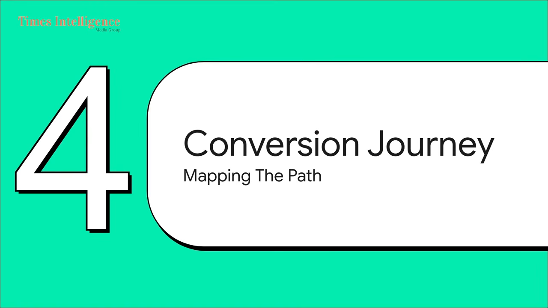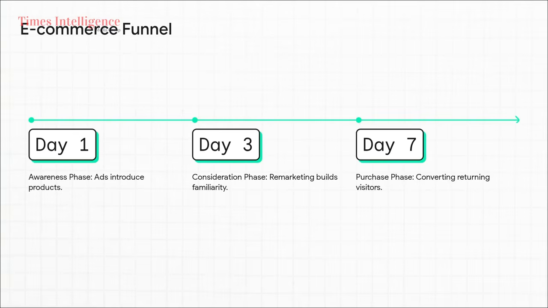All right, Section 4, Mapping the Conversion Journey. Let's take these performance levers we just talked about, targeting, creative, and placement, and connect them directly to the customer's chronological buying journey. The e-commerce funnel generally breaks down into 3 main phases.